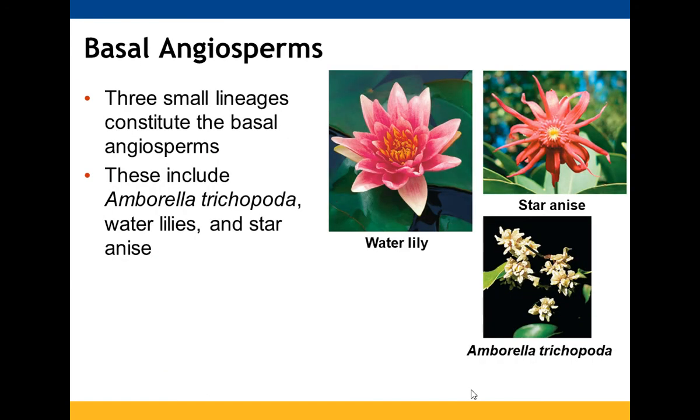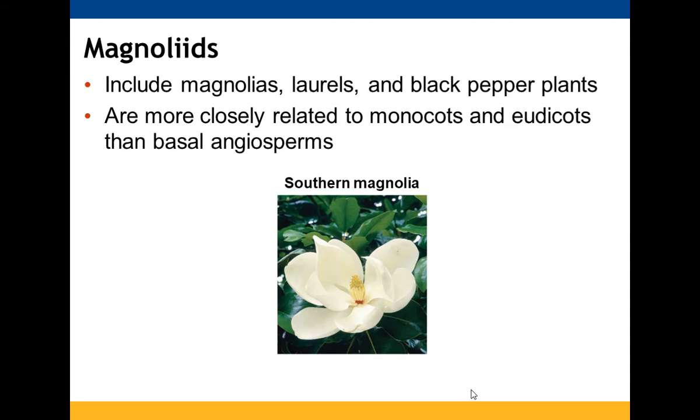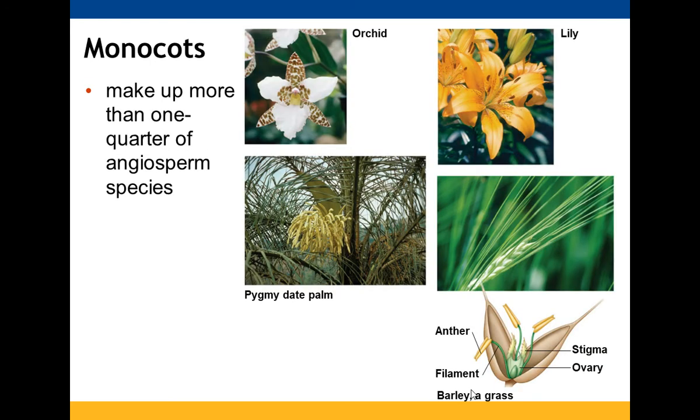So these are the basal angiosperms, small lineages that, again, are separate from our monocots and from now our eudicots: the water lilies, the star anise, the magnolias. Magnolias, laurels, black pepper plants, they are more related to the monocots and the eudicots than they are to the ones we just talked about, the basal angiosperms. And then the monocots are orchids and lilies, some examples. Again, they're going to make up over a quarter of our angiosperm species.